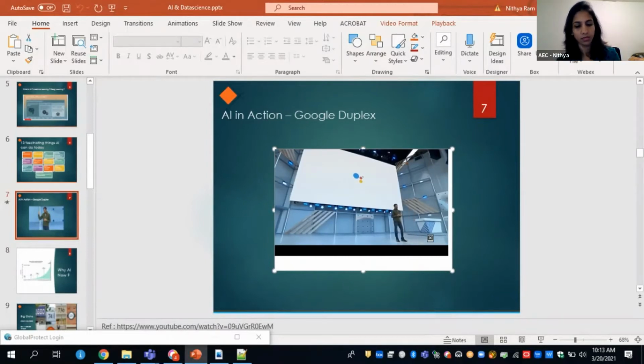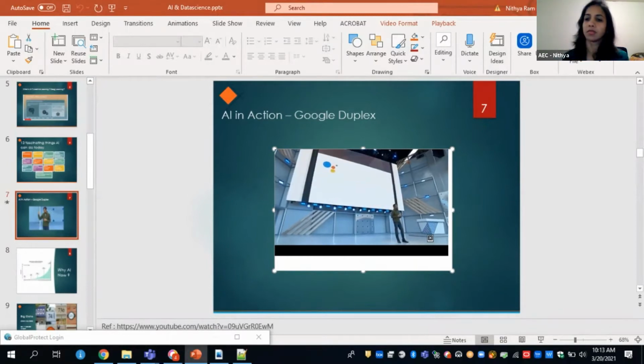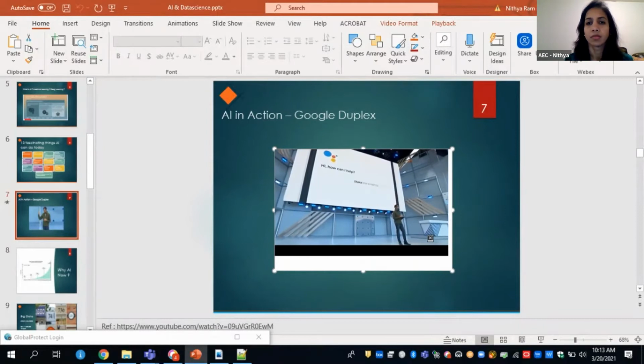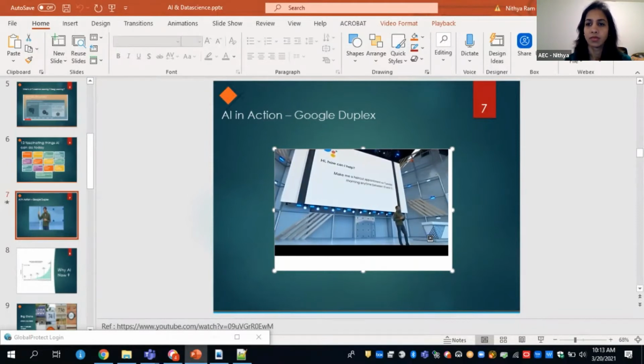So let's go back to this example. Let's say you want to ask Google to make you a haircut appointment on Tuesday between 10 and noon. What happens is the Google Assistant makes the call seamlessly in the background for you. So what you're going to hear is the Google Assistant actually calling a real salon to schedule the appointment for you. Let's listen.